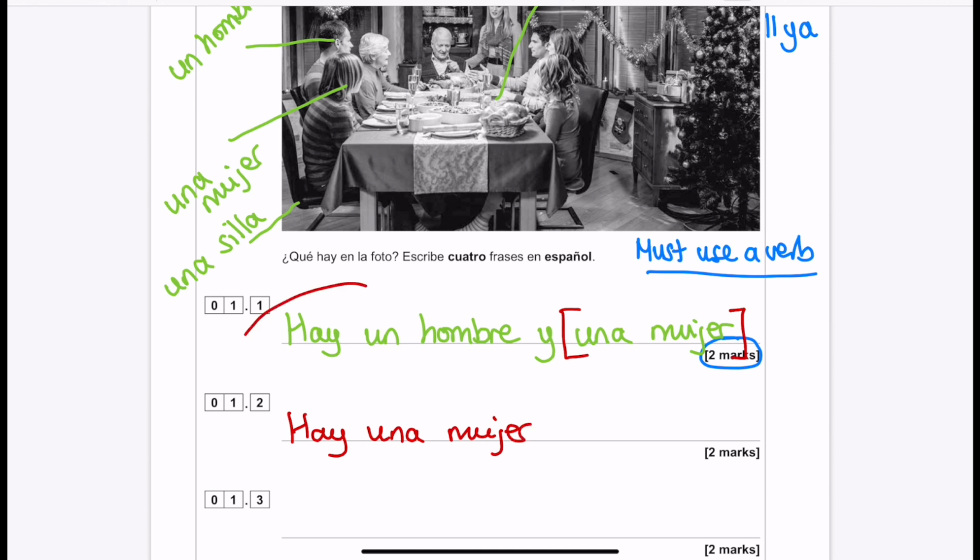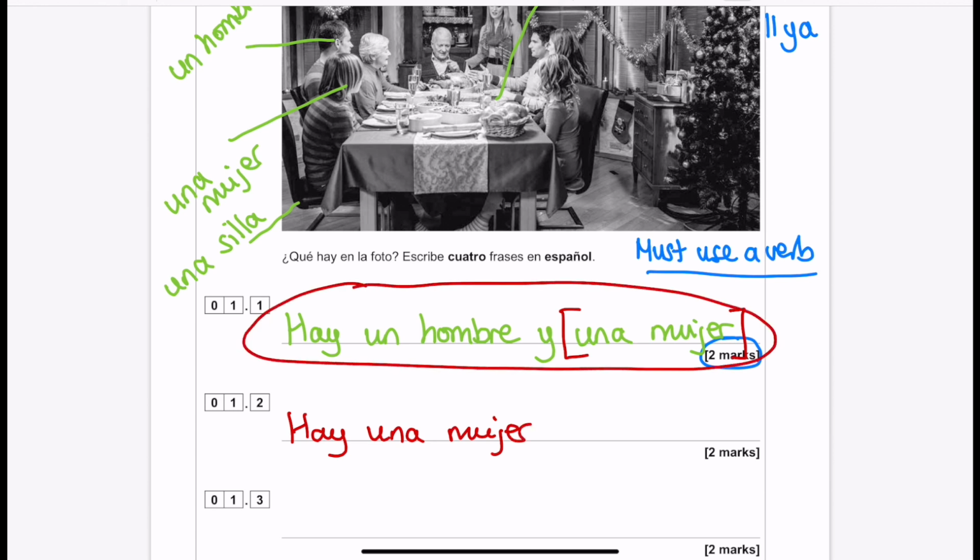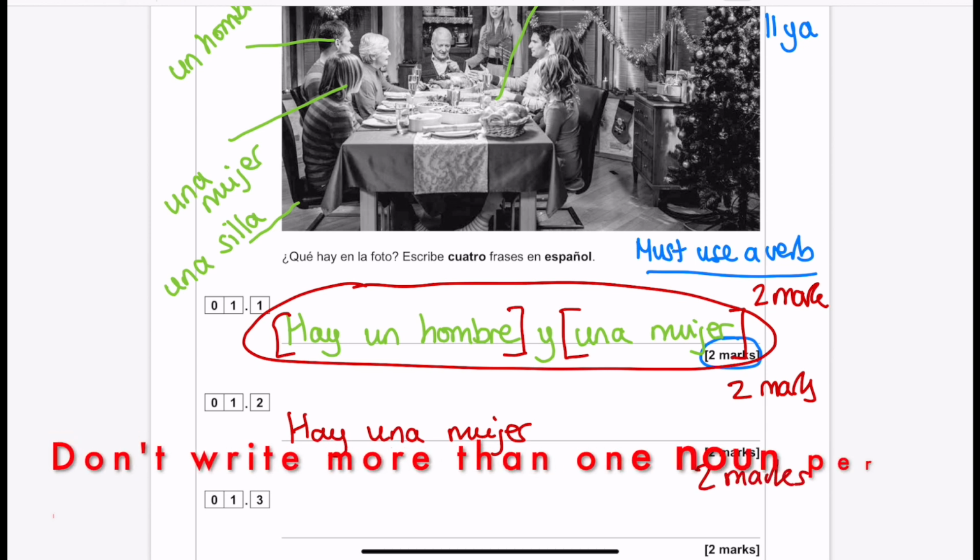If you just wrote the first sentence, this one here, you would only get a maximum of 2 marks. However, if you start with hay un hombre, kept that separate, and on the line underneath wrote hay una mujer, you would get 2 marks for the top one, and 2 for the one underneath. So that's one little way.